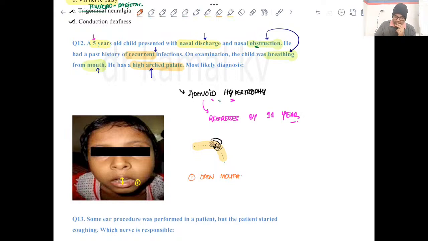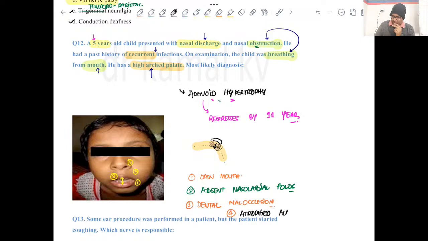Secondly, what you will see is absent nasolabial folds. These are the skin folds present between the nose and the cheek. Third, you will see dental malocclusion, so dental malalignment, especially of the upper teeth. And fourth, there is atrophy of the alae nasi muscle, so there is atrophied alae nasi muscle, and this causes a pinched nose appearance. Clear? So this is a classical thing.